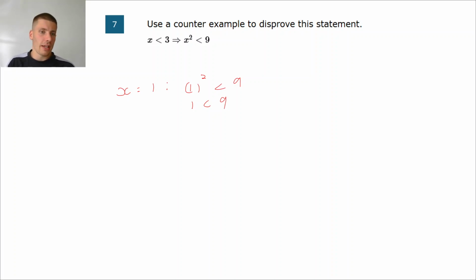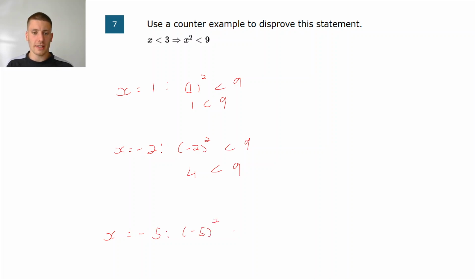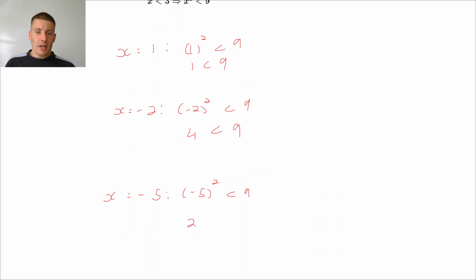Let's go and try a number like, I don't know, x being equal to minus 2. So what's minus 2 squared? Is that less than 9? Well, minus 2 squared gives you plus 4, but 4 is still less than 9. But you're getting very close with it now. You basically just need a number less than negative 3, and this is going to work. So let's go for x being equal to negative 5. Put it into your statement. Well, what's minus 5 squared? Is that less than 9? Well, it's not, because minus 5 squared is 25, which clearly is not less than 9.